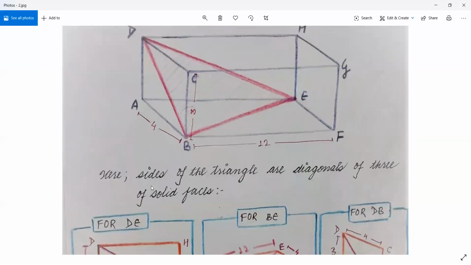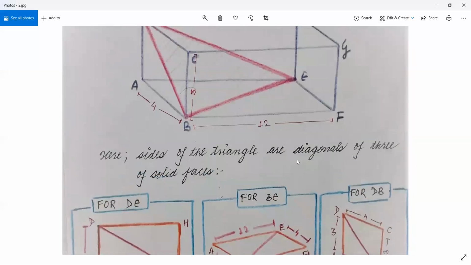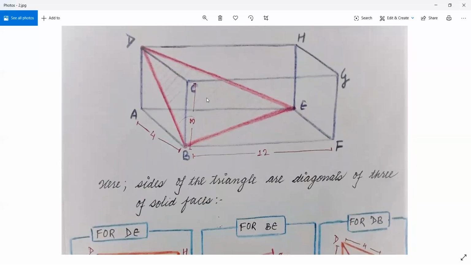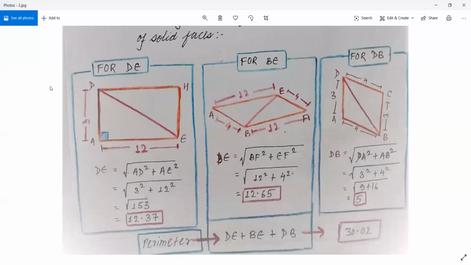So when you take the first diagonal DE, you can see DAEH is your face, right? DAEH, it's your face. And DE is the diagonal that we have to find in this face, so you can calculate it using the Pythagorean theorem. DE becomes your hypotenuse because it's opposite the 90 degree angle, that is angle A. So DE becomes the square root of AD square plus AE square. When you calculate, you find the value of DE, that is 12.37.